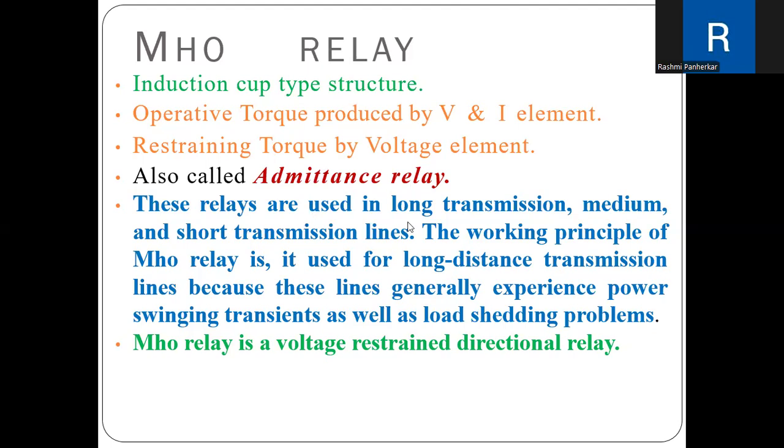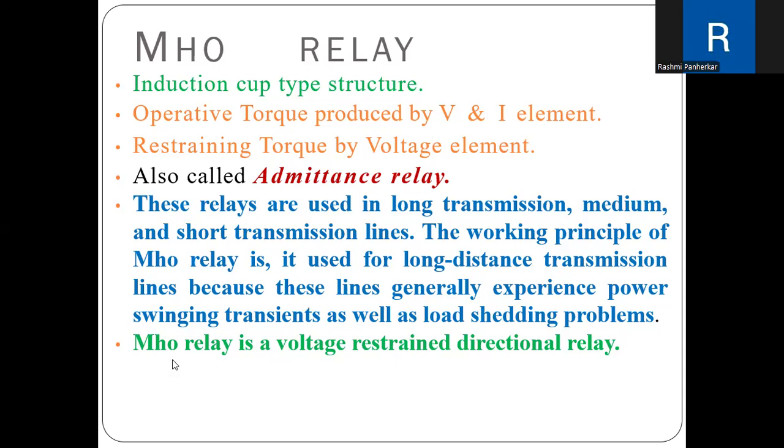These relays are used in long transmission lines, medium transmission lines and short transmission lines. But the working principle of the Mho relay makes it suited for long transmission lines, because these lines generally experience power swinging transients as well as load shedding problems. So the Mho relay is a voltage restraint directional relay.